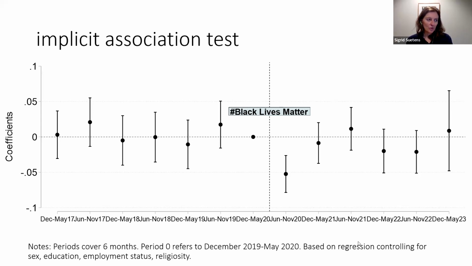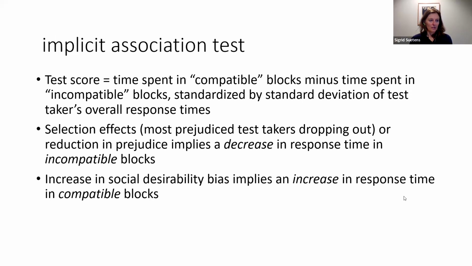Now, interestingly, this test can be decomposed into 2 parts: a part that relates to the response times with respect to the compatible blocks, and a part that relates to the response times with respect to the incompatible blocks. Compatible from the point of view of someone who would discriminate. Here I just repeat on this slide what the ultimate test score is: the time spent in the compatible blocks minus the time spent in the incompatible blocks, standardized by the standard deviation of the test taker's overall response time.